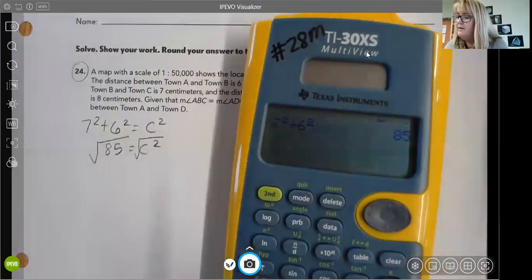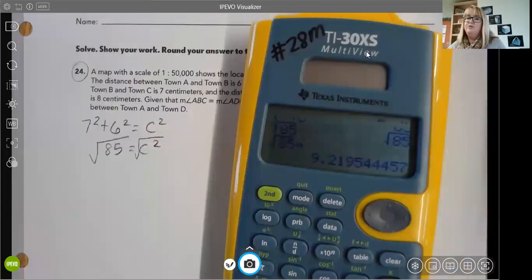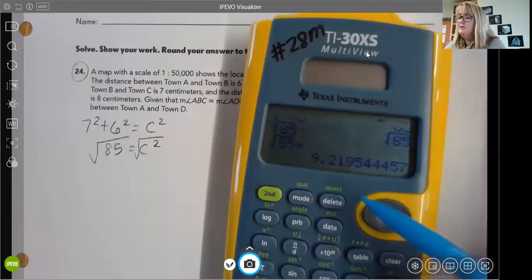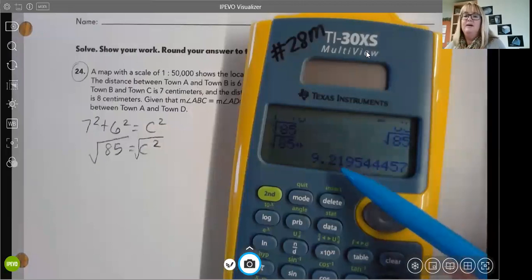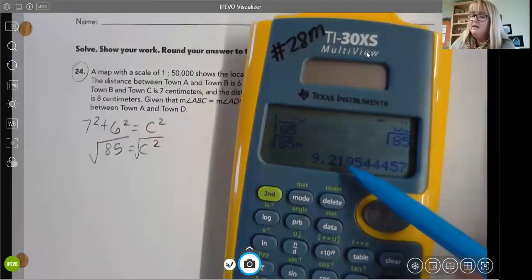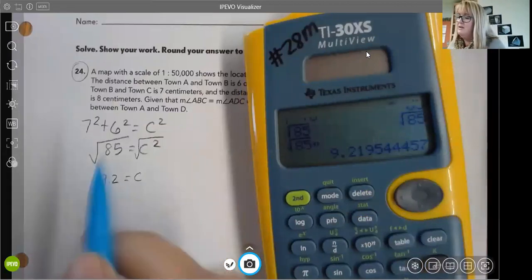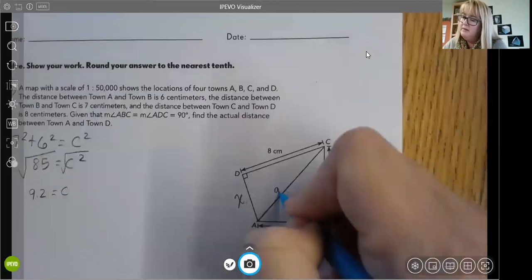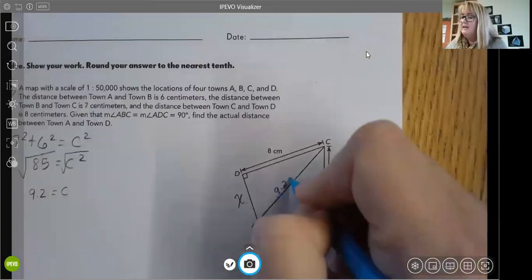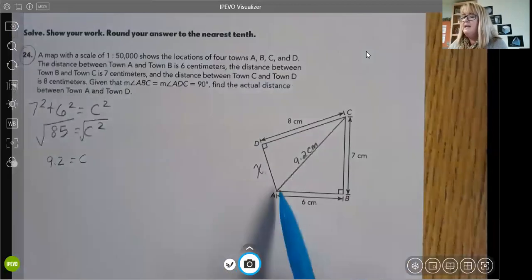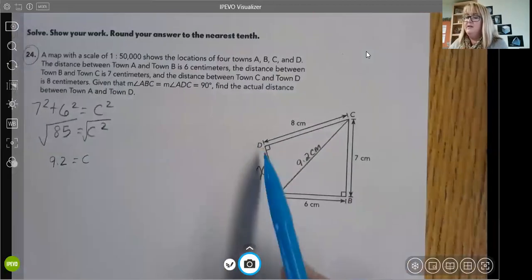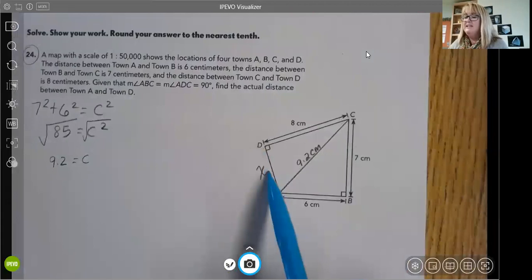The square root of 85 is 9.2195, etc. 2 is in the tenths place. The 1 says to leave it alone. So the length of that is about 9.2 centimeters. 9.2 centimeters. That's the length of this one. Now I can use these two side lengths to figure out this. But now my unknown is a leg. I have a leg, I need a leg, and then I have a hypotenuse.